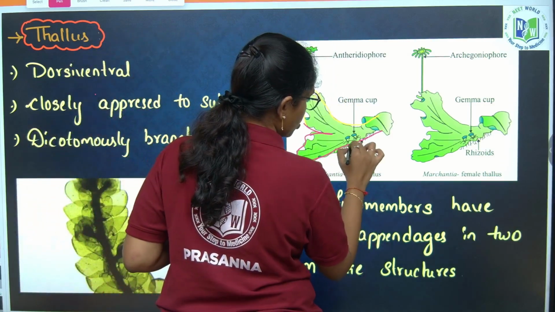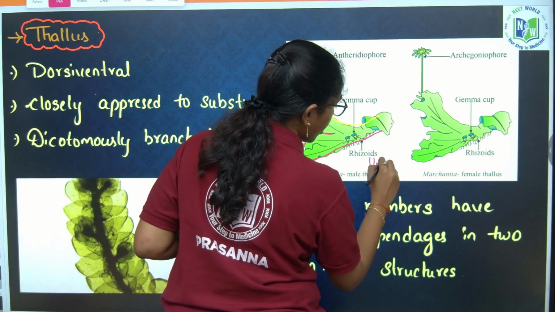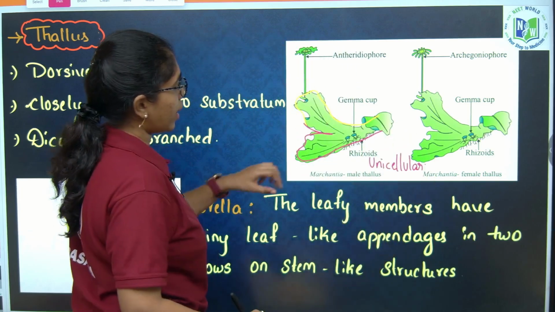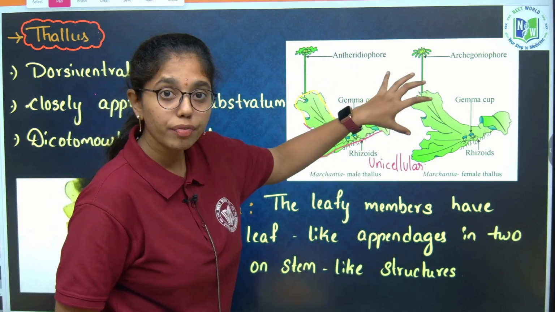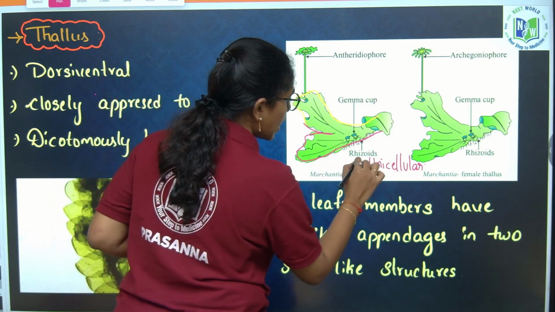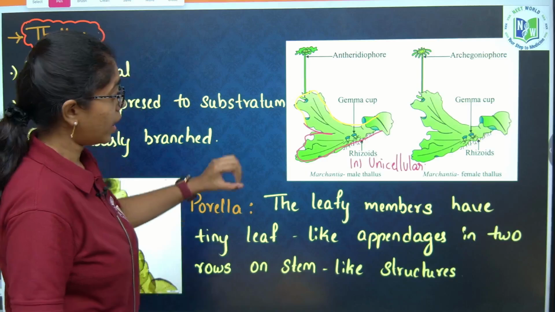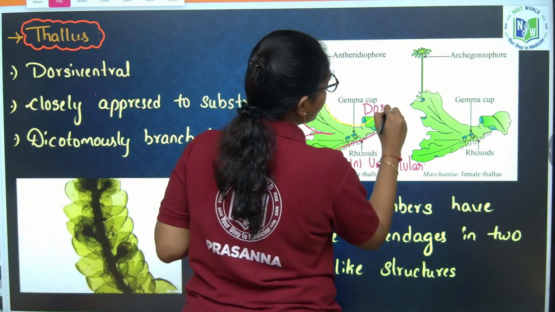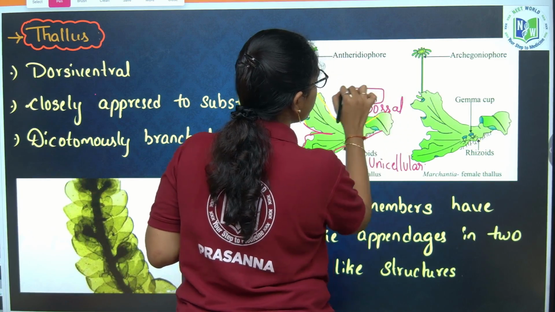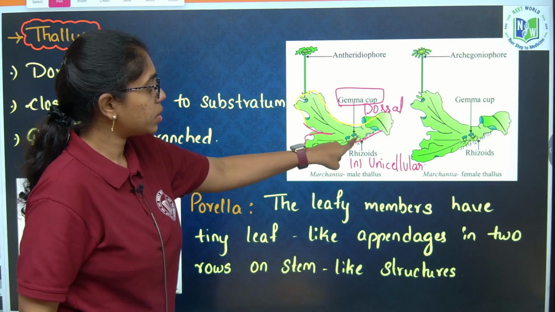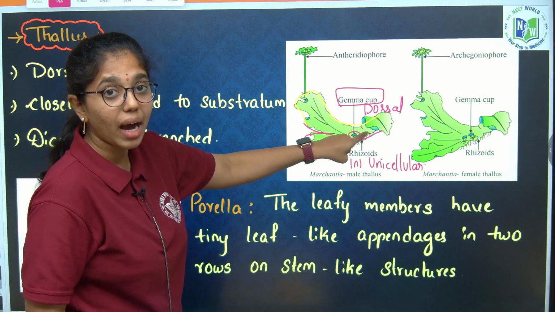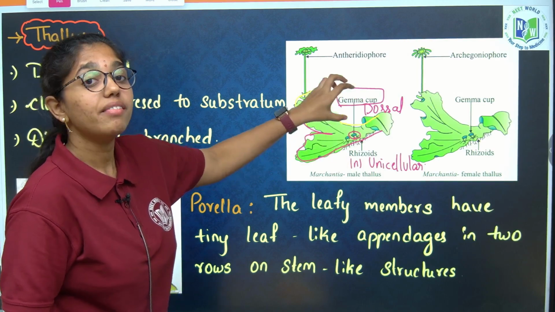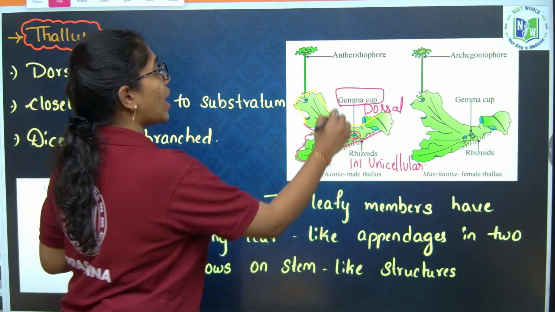Marchantia has rhizoids. These rhizoids are unicellular. And as this is a gametophytic structure, rhizoids are haploid. And this Marchantia, on the dorsal side, bears gemma cups. These gemma cups will release gemma, which will facilitate the process of vegetative reproduction.